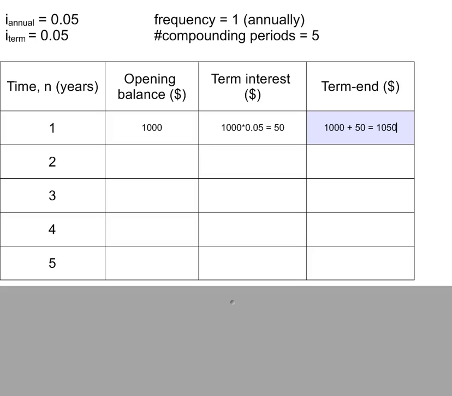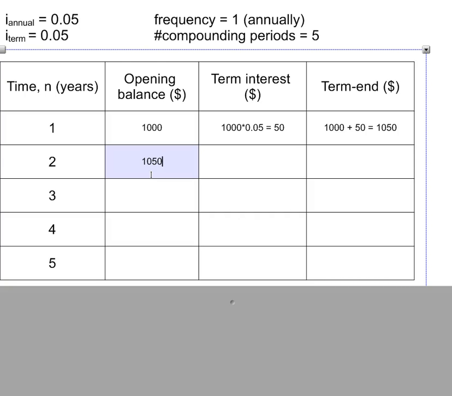Okay, in our first row, our opening balance is the amount invested. That's our principal. The term interest is calculated just using the growth rate, 0.05, applied to the principal, which earns us $50 of interest at the end of that first year. At the end of that first year, we now have our principal plus our interest combined together, which gives us $1,050.